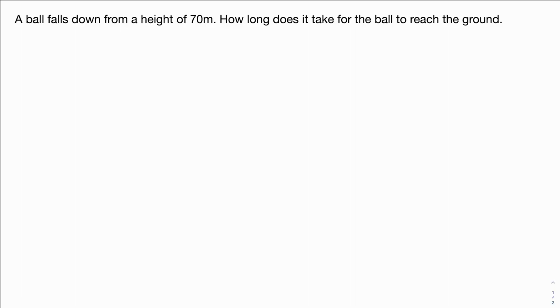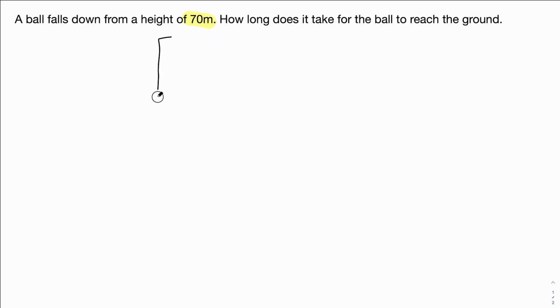Today we're going to be going over a problem about how a ball drops. So without further ado, let's go ahead and get into it. A ball falls down from a height of 70 meters. How long does it take for the ball to reach the ground?